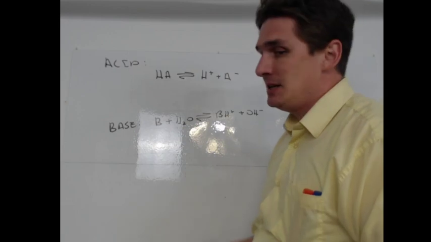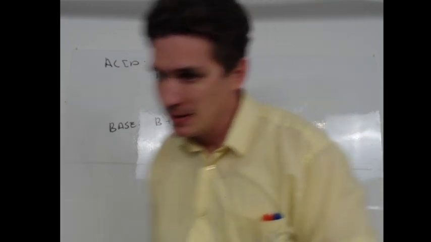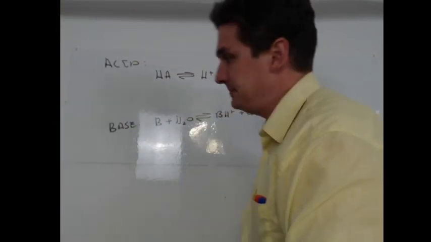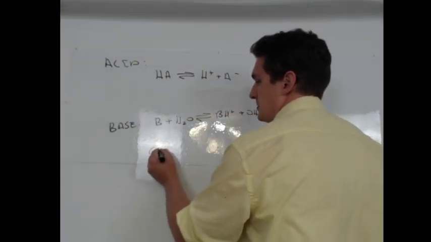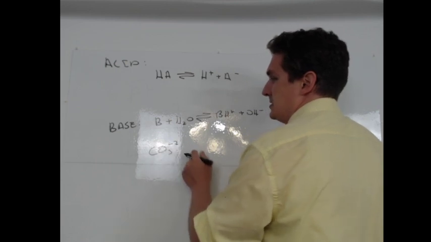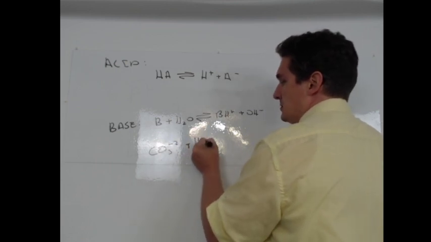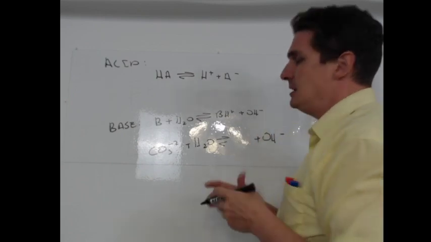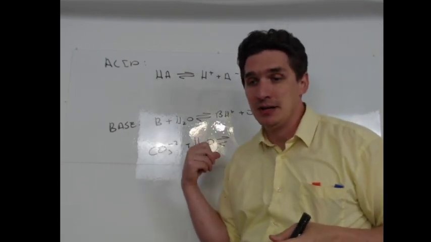But if you're given something like, see, what was the reaction this time? Carbonic acid. Well, we had carbonate. So carbonate is a base, it's going to go here. Water is always in this reaction. Hydroxide is always in this reaction. The only things that change here are the B and the H plus.